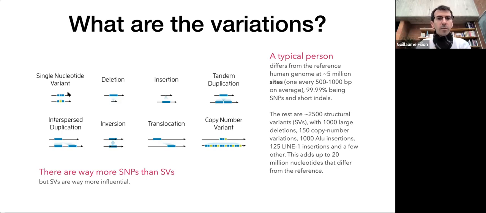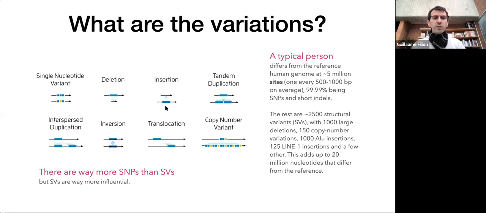So here are examples of types of variations. So one of them is single nucleotide variant. So you can see here this is represented by this little green box here. So you got 3 nucleotides and one of them is different. That's here the SNP. You can have a deletion, so the nucleotides that are present in the reference are gone. So that's this arrow that's like that.